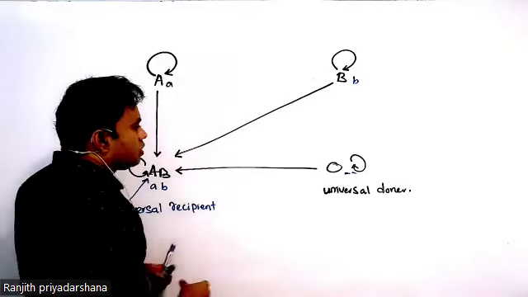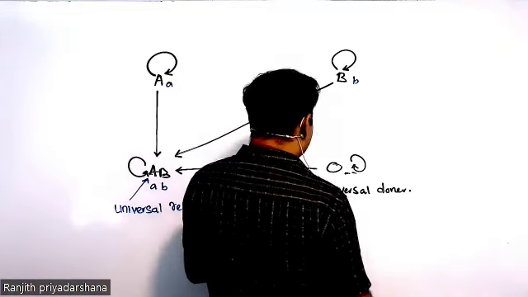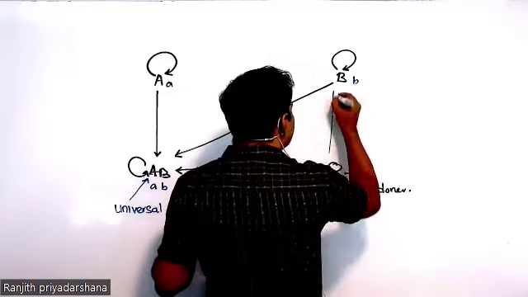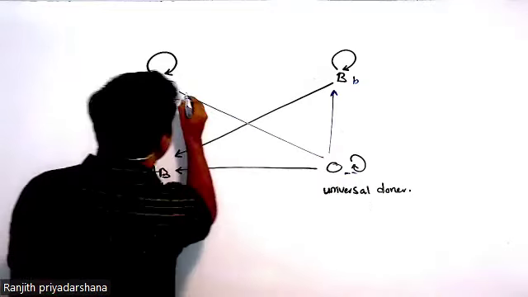Therefore, yes, this universal donor can give blood to anyone else. Look at this. It gives blood to B, it gives blood to A.